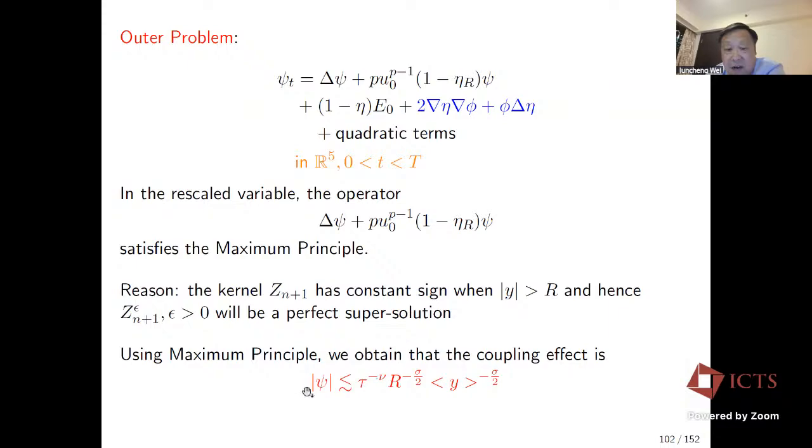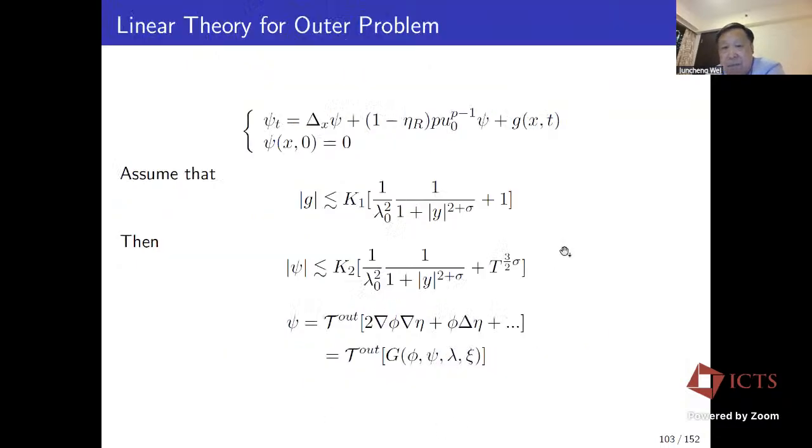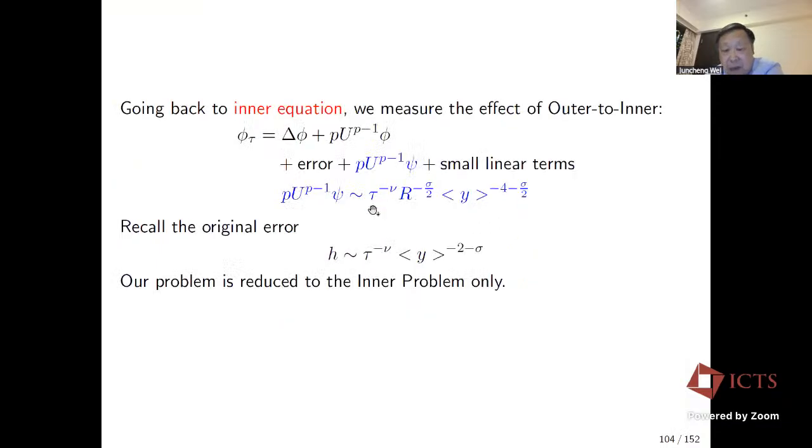So with this, now let's go back to the inner problem. This is the linear theory for the outer problem. And if we go back to the inner problem, then the inner problem will be tau to the minus mu. The effect of outer to inner is r to the minus sigma over 2. But this one has a fast decay, which is like r to the minus 4. So you get minus 4 minus sigma over 2. And this is smaller than the one you start with, which means this coupling term is smaller.